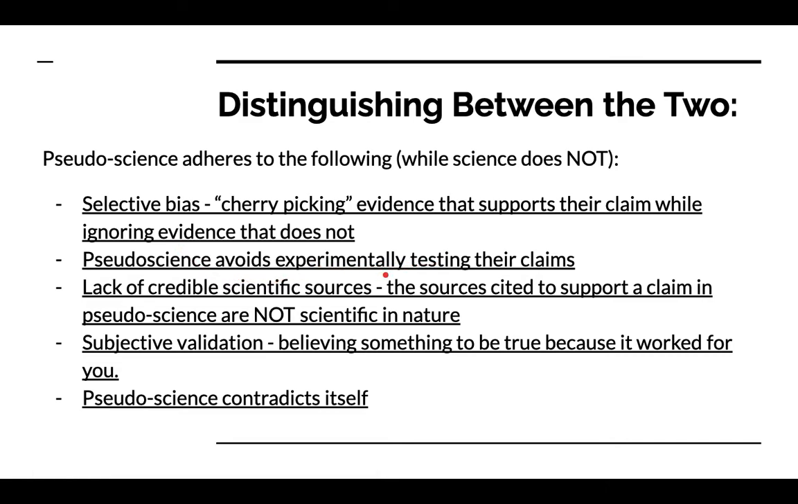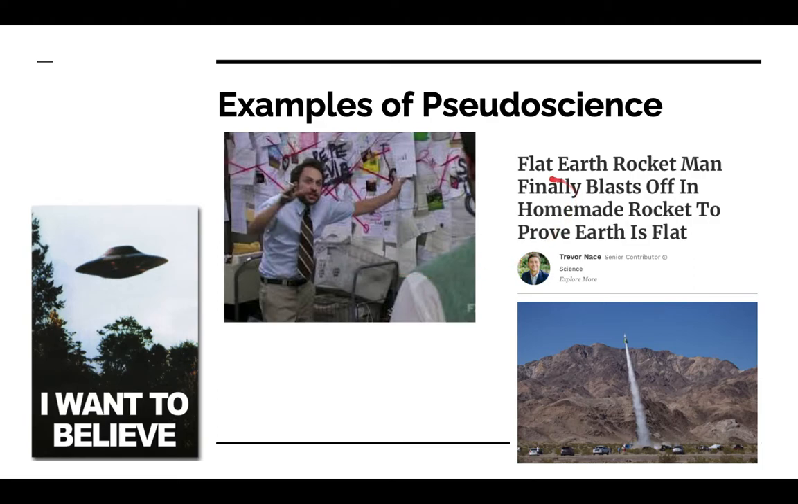or avoiding experimentally testing our claim. Okay, science would be experimentally testing our claim, and if it comes back that the data supports our hypothesis, we accept the hypothesis. And if there's not data there to support our hypothesis, we have to discard our hypothesis instead of choosing to believe it strictly because we want to believe it. So, examples of pseudoscience.